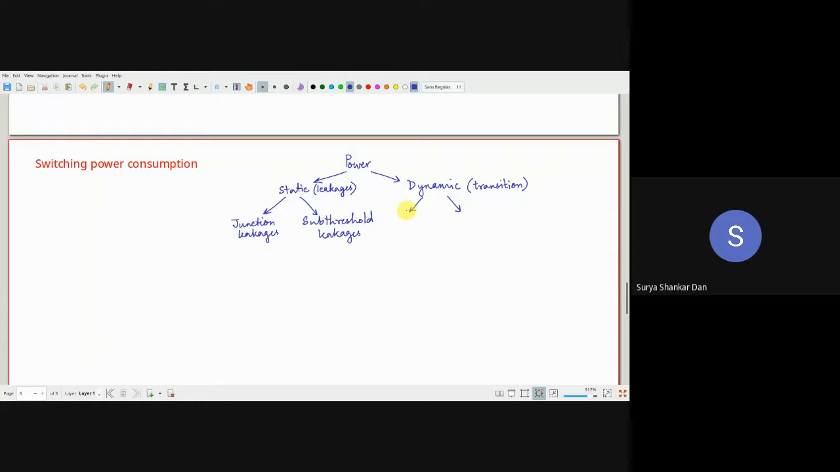What comes under dynamic? Number one, the switching, but I will mention it as a consumption. Okay. This is the power which is needed to switch the capacitor. Okay. Dynamic, and under there is another one which is a short circuit. This is again a dissipation, power wasted.